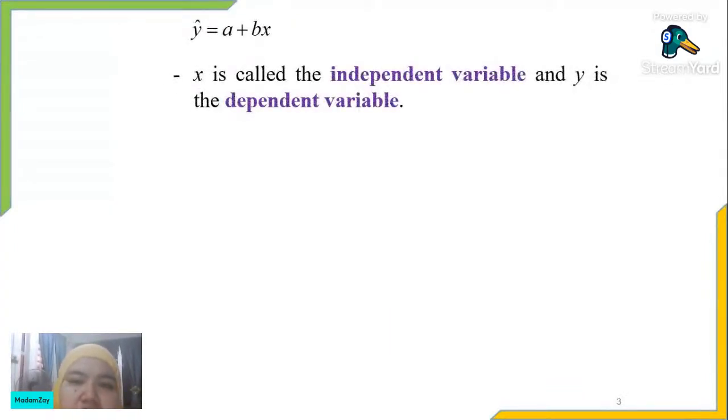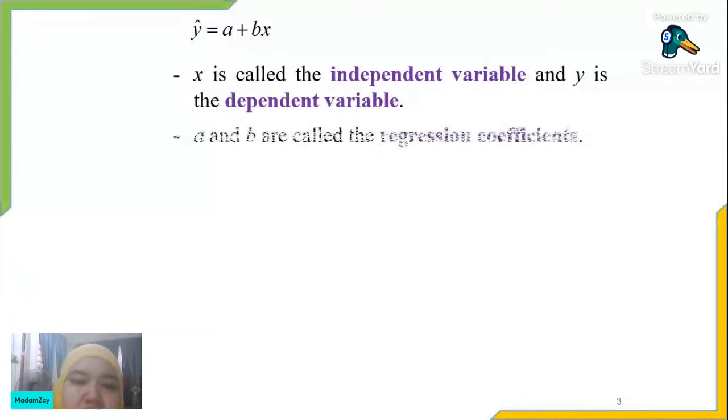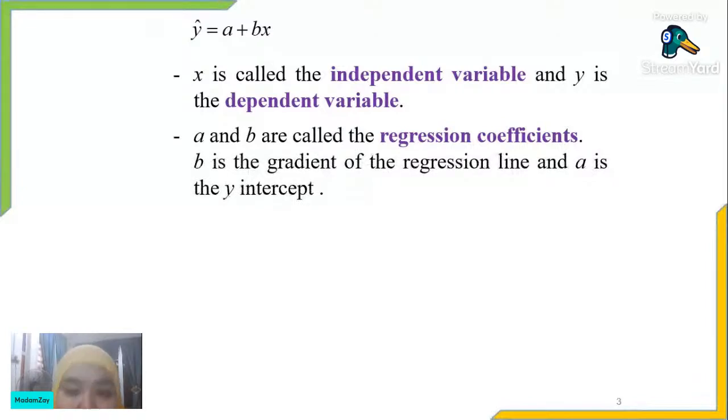x is called the independent variable and y is the dependent variable, so this y will depend on x. And a and b are called the regression coefficients. If the question asks you to find the regression coefficients, you have to find a and b. b is the gradient of the regression line and a is the y-intercept, the same thing as we learned in straight line, y equal to mx plus c. So here the m is b, and the a is the c, which is the y-intercept.